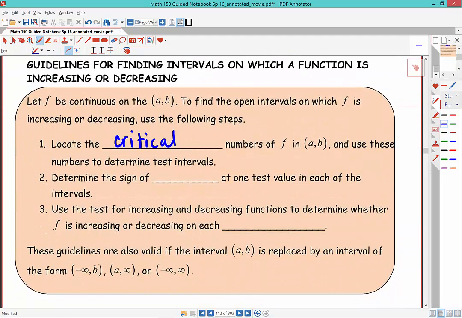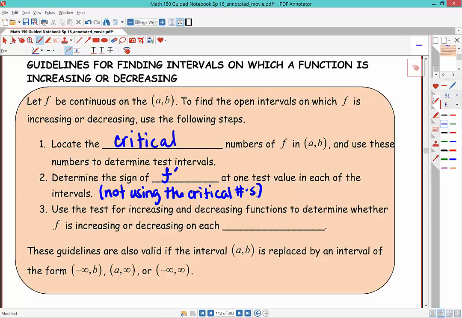All right, and then you determine the sign of which function? Perfect. f prime at one test value in each of the intervals, and I'm just going to put in parentheses, not using the critical numbers, because what will you get in your derivative test there? Good, you'll just get 0. That's one way you found your intervals. How else do you find critical numbers? Perfect. Input values where the function exists but is not differentiable.